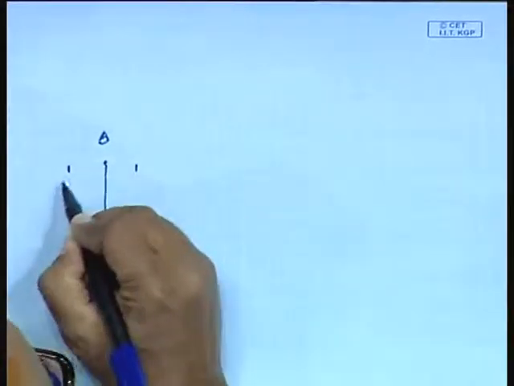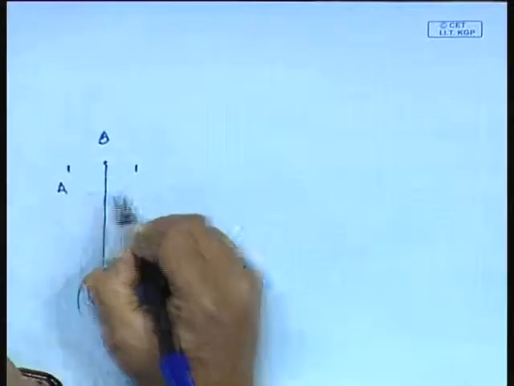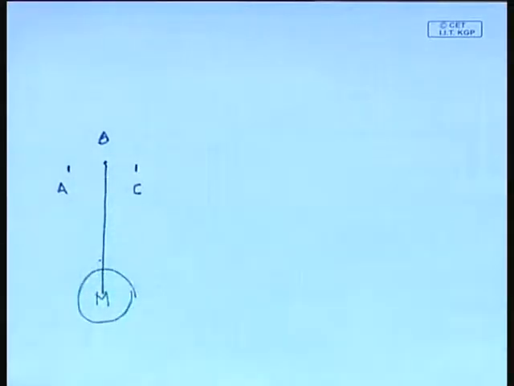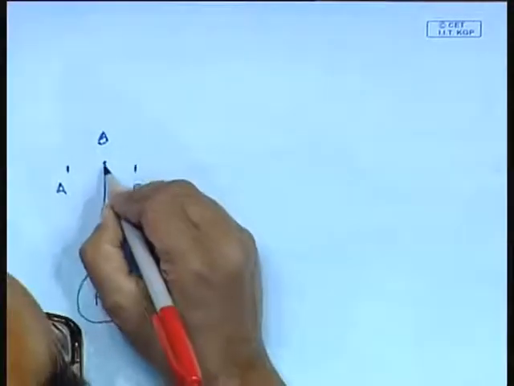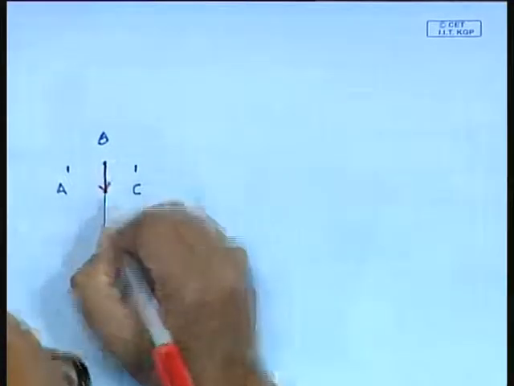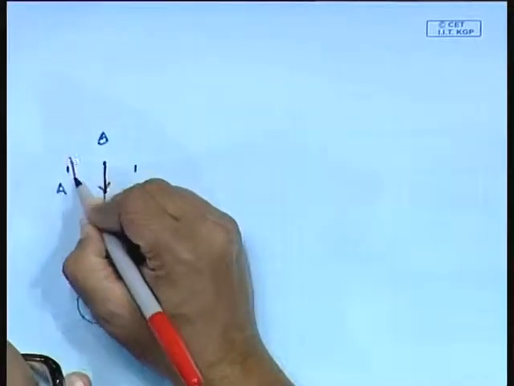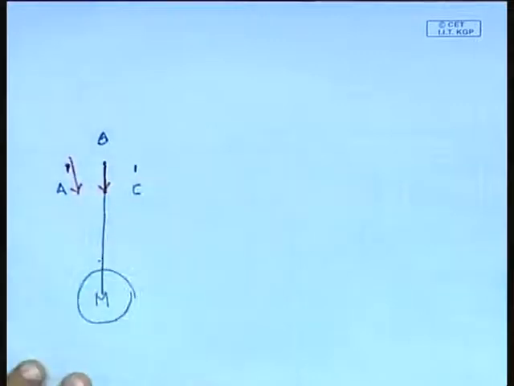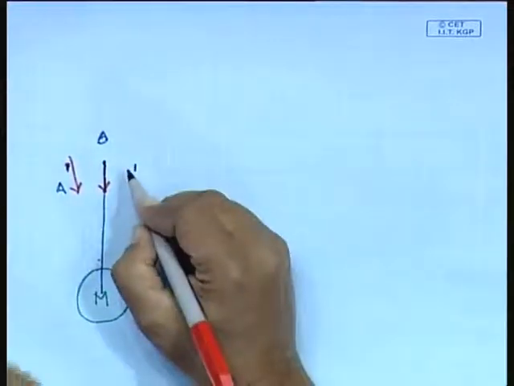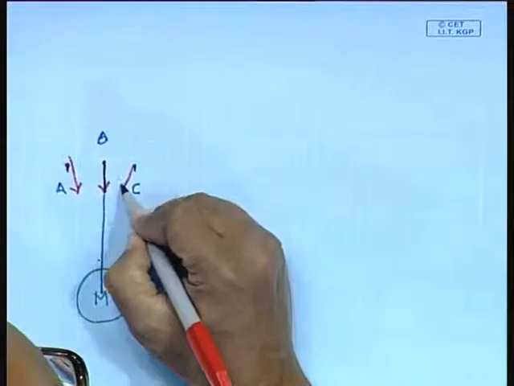Let us now consider A and C to be in the transverse directions, instead of being in the radial direction. Now let us draw the acceleration of B. The acceleration of B is in this direction, whereas the acceleration of A is again towards the center of this mass, in this direction. C is in this direction.